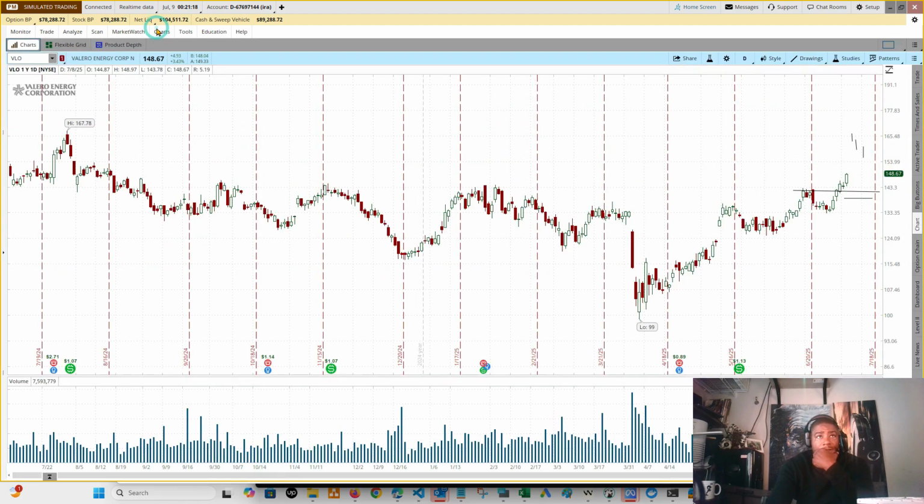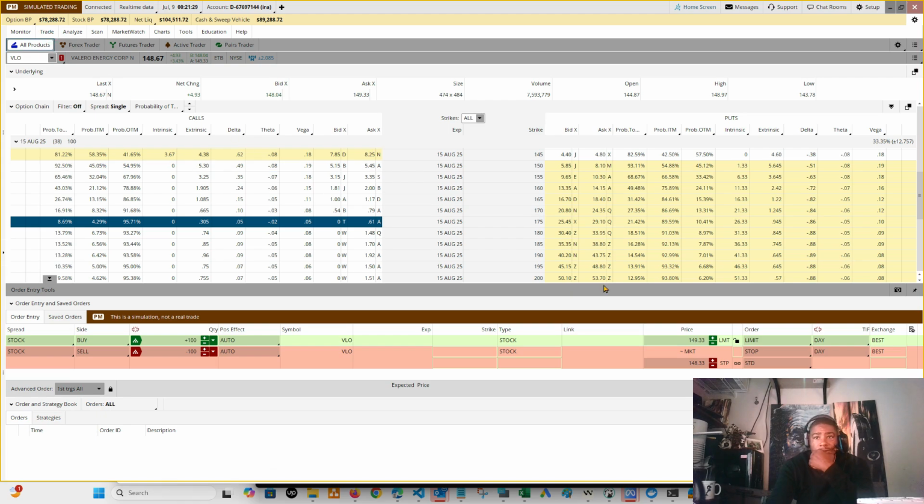And go to the chart. My sell is 138, 137.52. So, $137.52. Okay, so I'm buying the stock here. If it goes below 137.52, go ahead and sell it off.